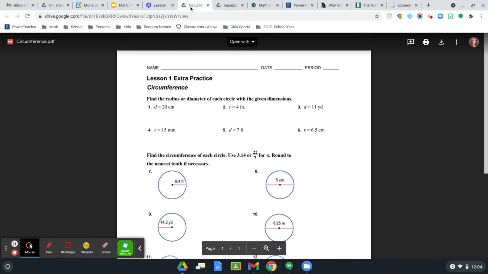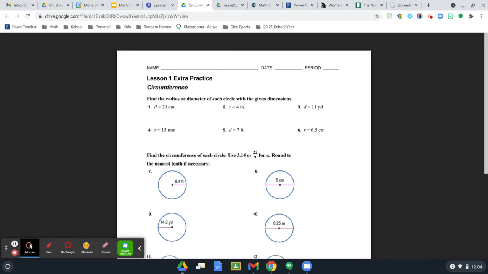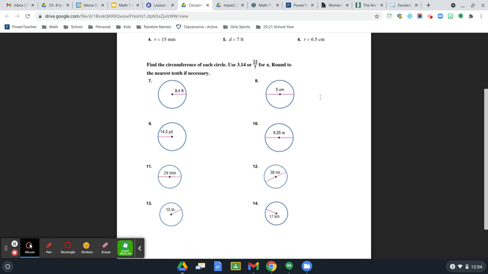Coming back to the front side here, you're really going to do exactly what we just talked about in the book. And so 1 through 6, you're going to find the opposite of what's given to you. So you're either going to find the radius or diameter based on what they're giving you. And then 7 through 14 is where you're going to find circumference. Now, that's your formula: pi times diameter. If you notice in the directions, it says use 3.14 or 22 over 7 for pi.